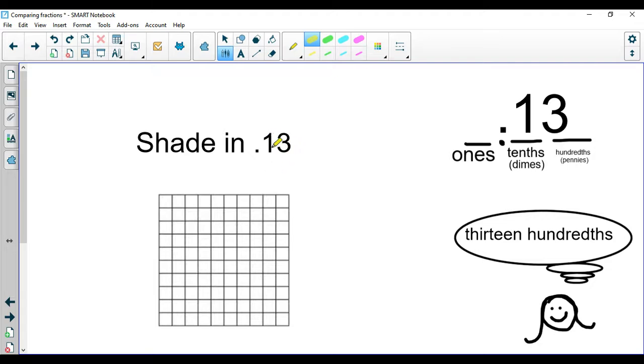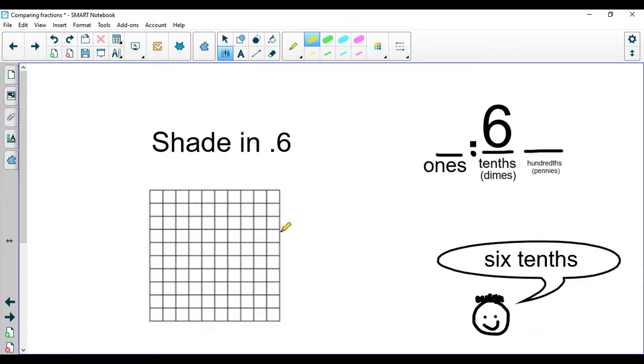Well, we would shade in 1/10, which is an entire column. And we still need to get those 3 hundredths, and those hundredths are those small squares. So this is like about 13 cents. This is 13 cents in your pocket there. Okay, see if you can say this and shade it in.